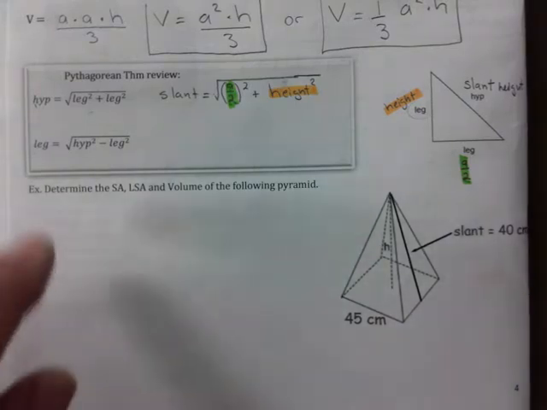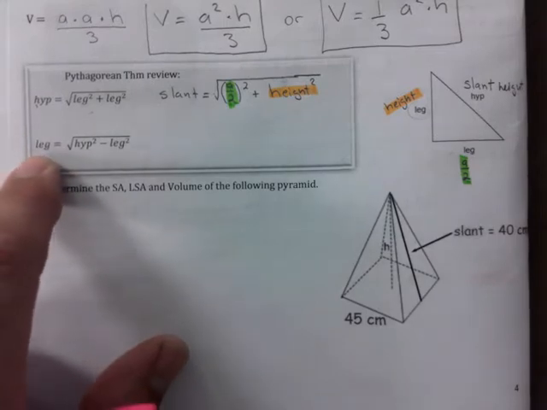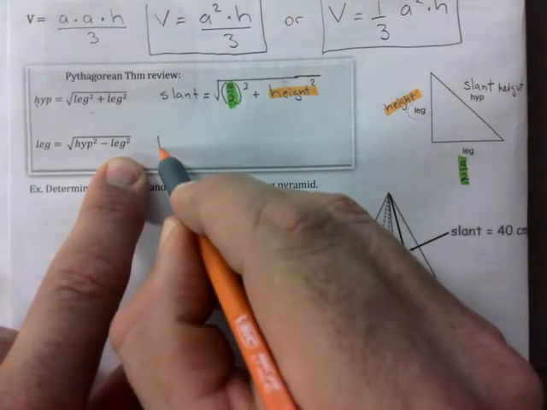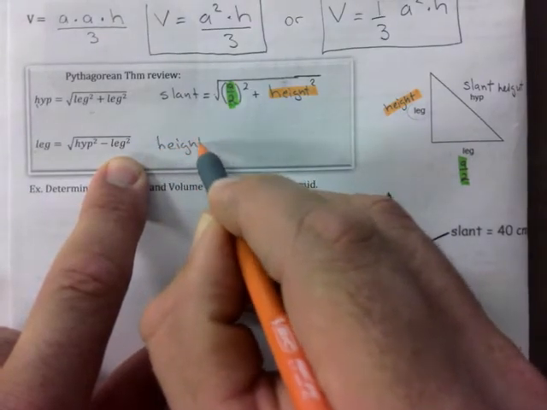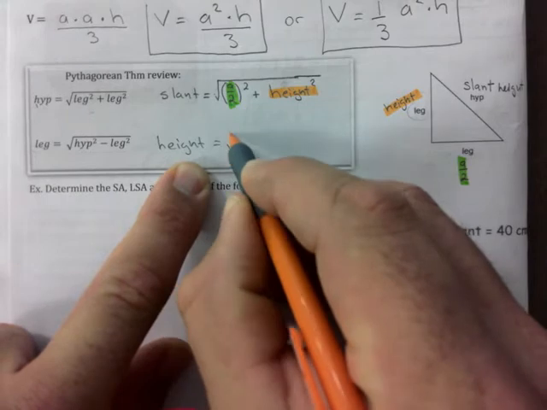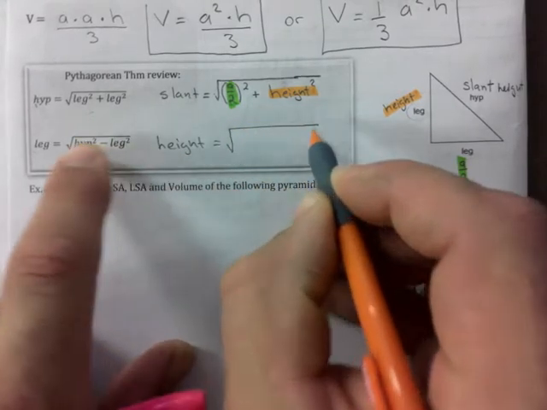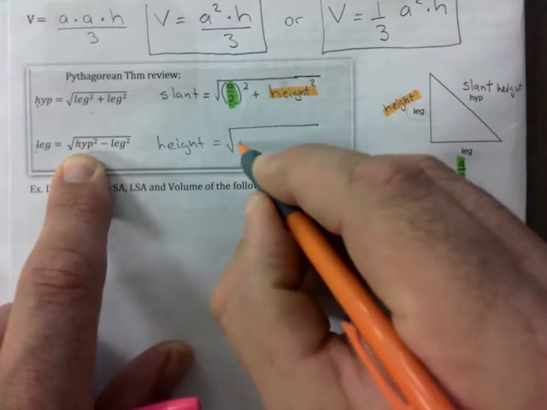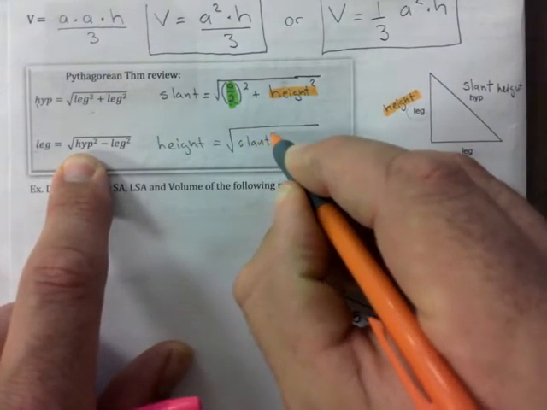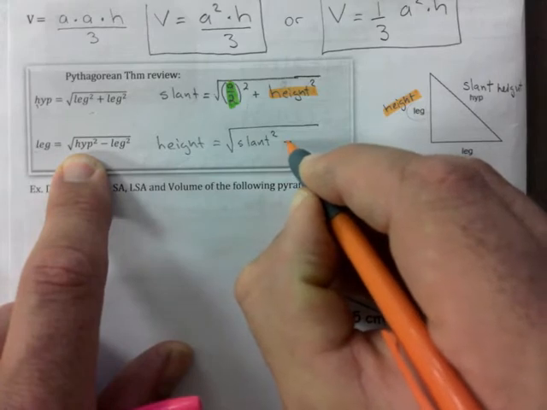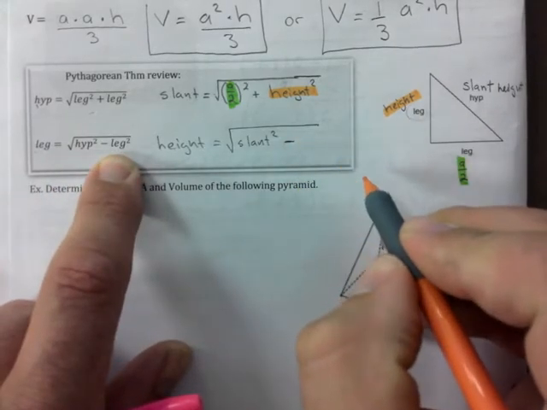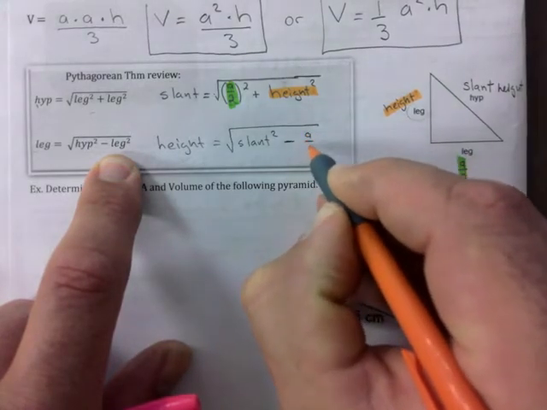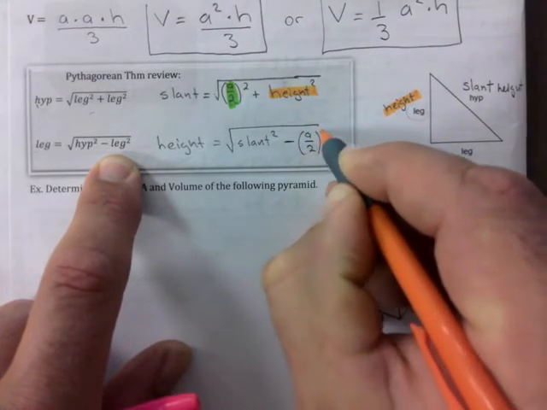Next, if you want to know this leg in particular, which is the height, you would go the following manner. To find the height of this thing, you take the hypotenuse. The hypotenuse in this case is the slant. I'm just going to call it slant squared minus the leg squared. So it's this leg over here, which is A divided by 2 squared.